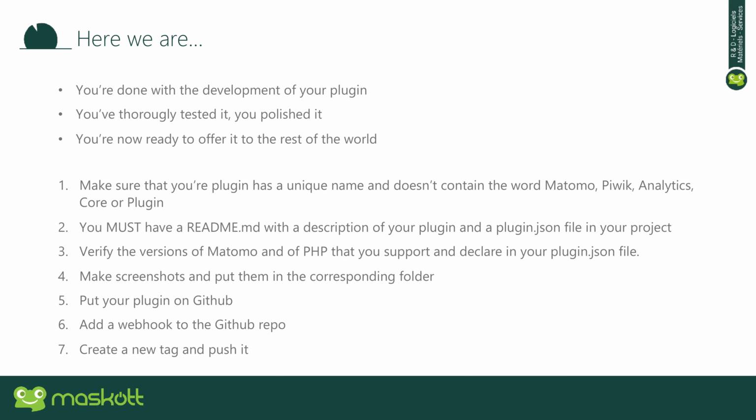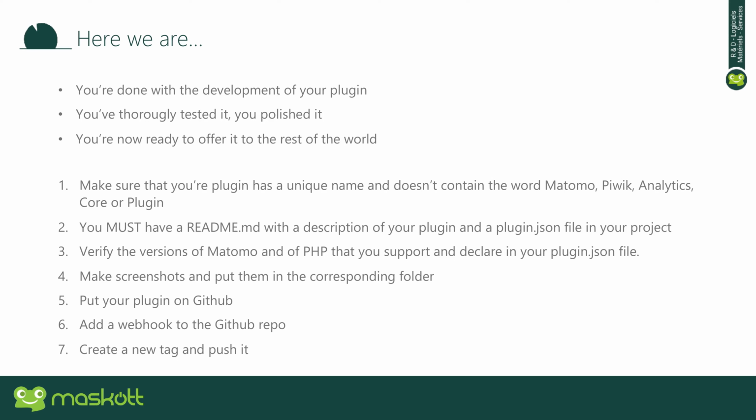Some things are important to check before publishing the plugin. Make sure that it has a unique name and does not contain some protected keywords like Matomo, Piwik Analytics, etc. Make sure that you have a README Markdown file with a description of your plugin and a plugin.json file to describe your plugin. Verify that the versions of Matomo and PHP that you declare in your plugin.json file are actually compatible with your plugin. Make some screenshots of your plugin and put them in the corresponding folder.